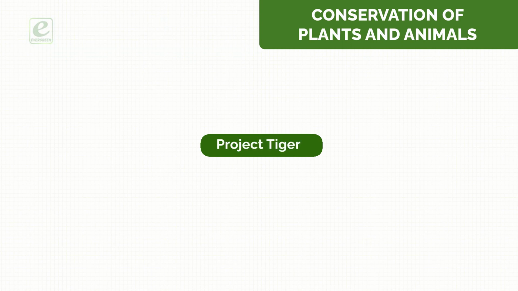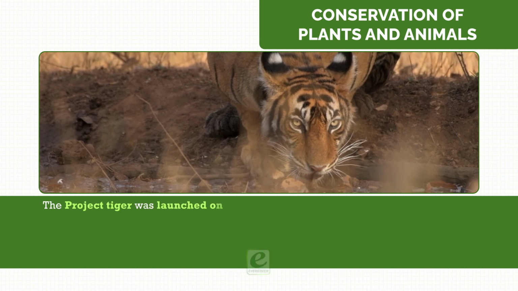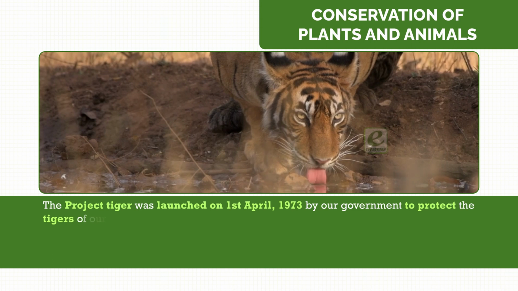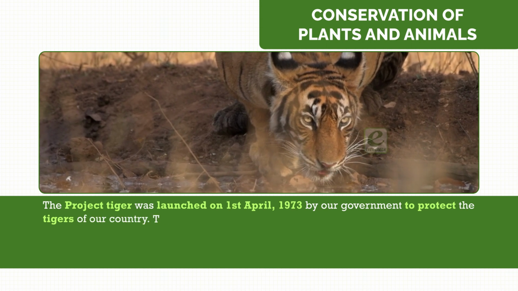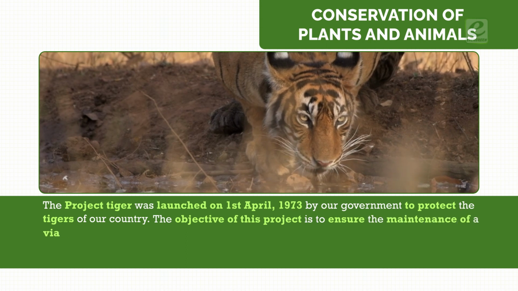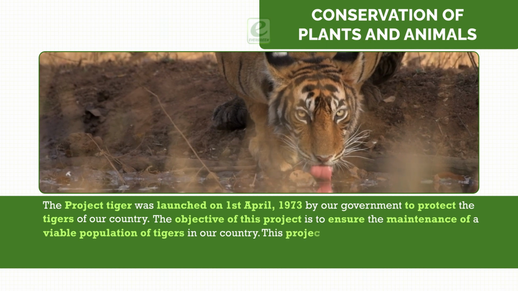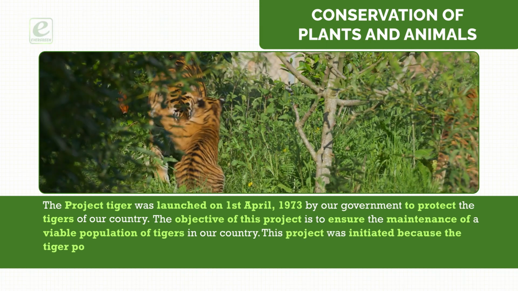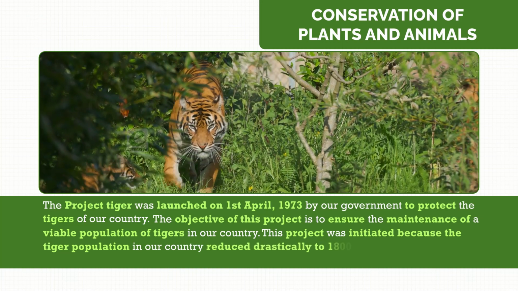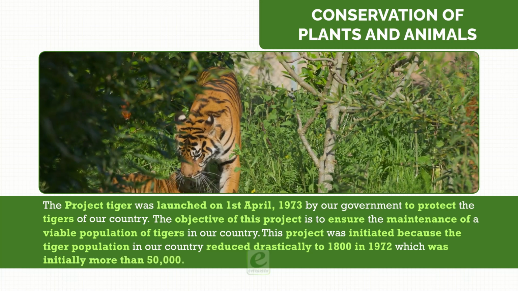Project Tiger. Project Tiger was launched on 1st April 1973 by our government to protect the tigers of our country. The objective of this project was to ensure the maintenance of a viable population of tigers in our country. This project was initiated because the tiger population in our country reduced drastically to 1,800 in 1972, which was initially more than 50,000.